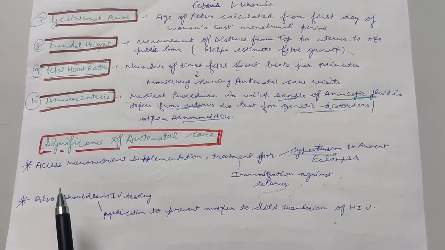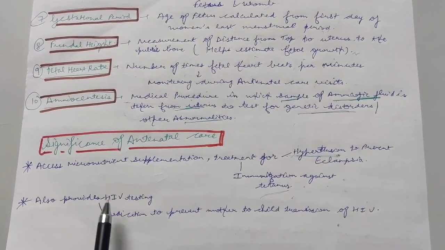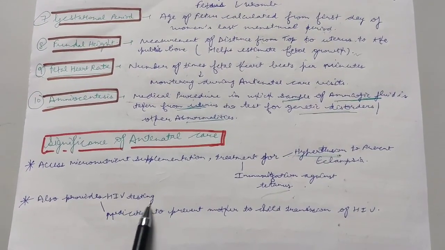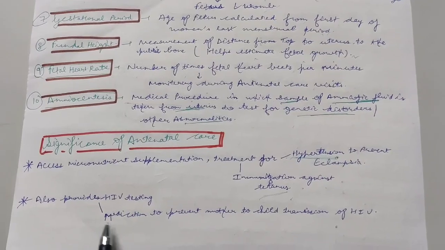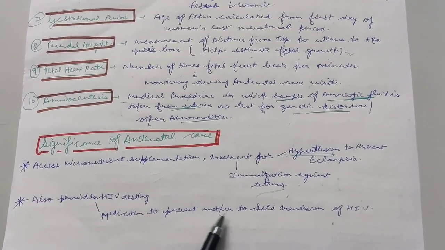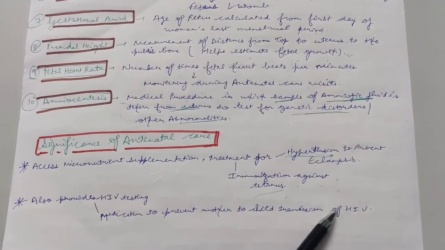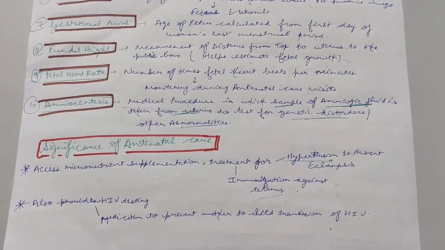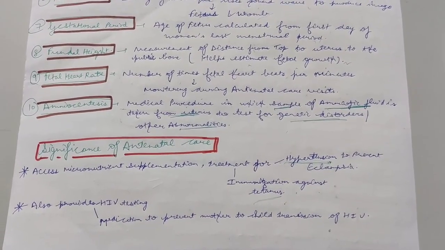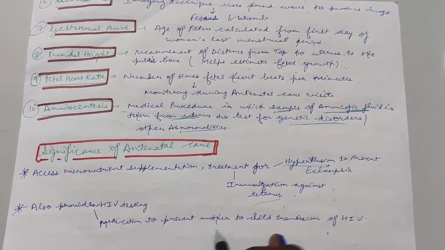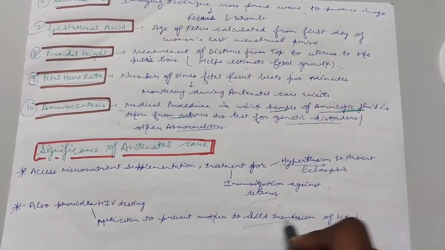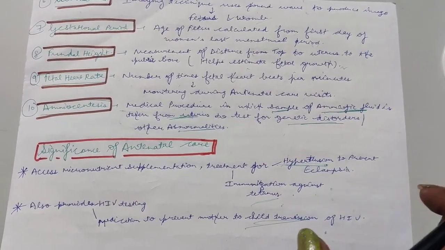Second, also provide HIV testing. Second is medication to prevent mother to child transmission of HIV. HIV medicine, HIV vaccine हम इसलिए दे रहे हैं मदर को that it should be prevented, that the child should not transmit any HIV infection.